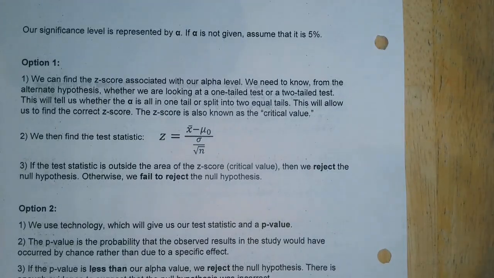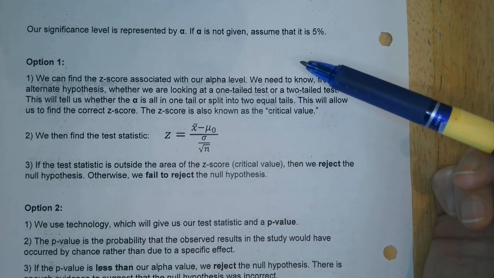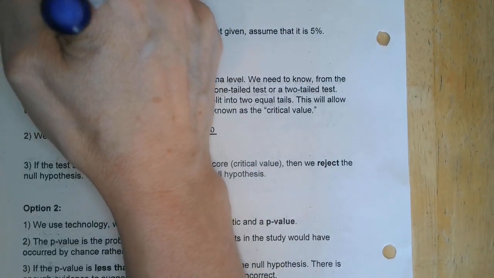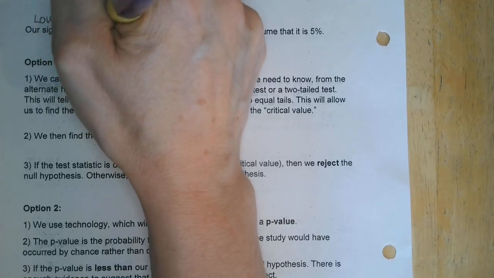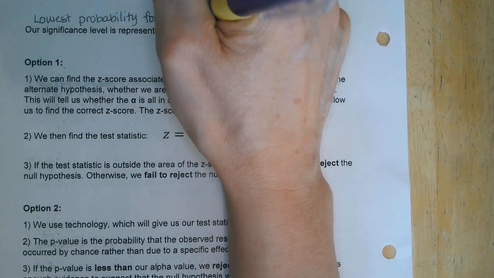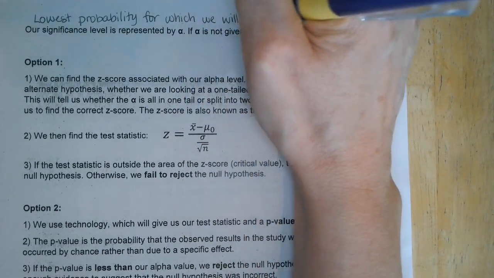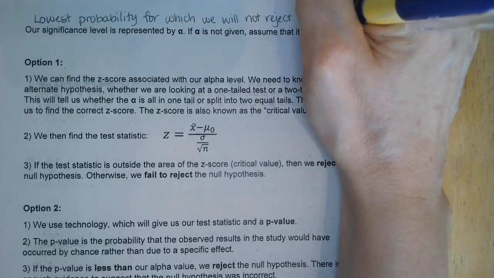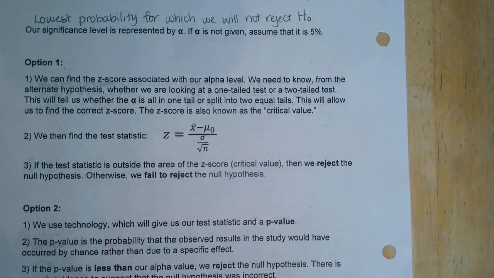We have our significance level, which is represented by alpha. So the significance level is the lowest probability for which we will not reject the null hypothesis. Okay, so if my significance level or my alpha is 5%, for example, if our technology gives us back a probability less than 5%, then we reject the null hypothesis.